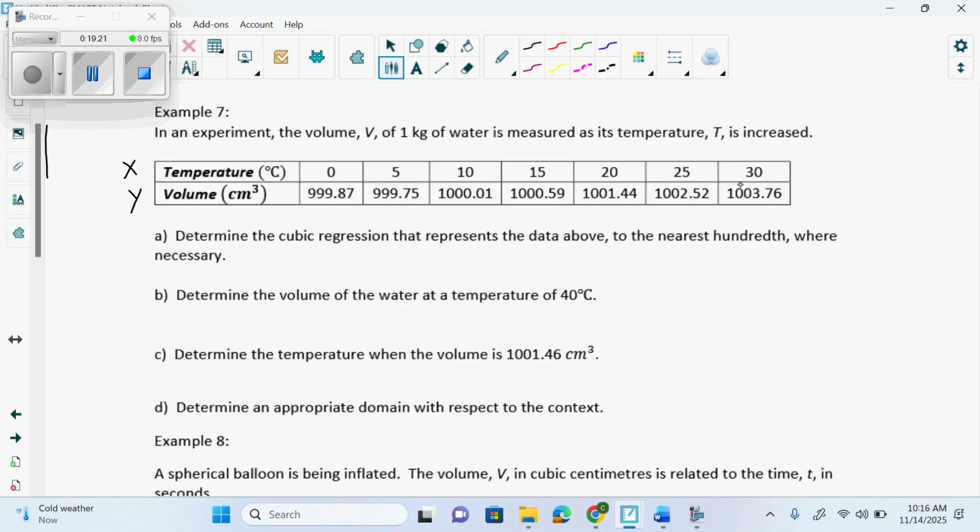Okay, let's go to our y min. So the volume, what's the lowest volume we have currently? 999.87. Yeah? And our highest is 1,003. So it's not going up substantially quickly, is it? So I need to be below 999.87. So maybe I'll go 990 for my y min. 990, it's a bit below. My highest is 1,003. Maybe I go to 1,010. And then I press graph.